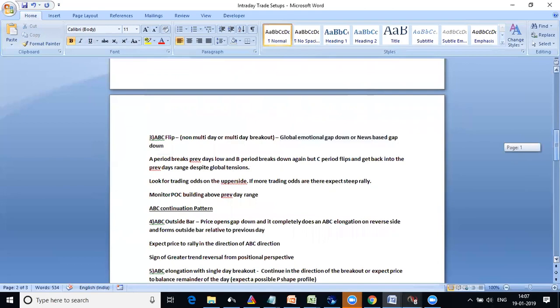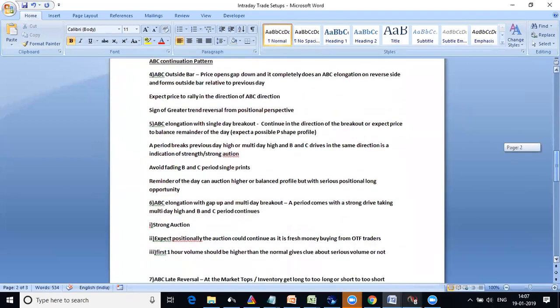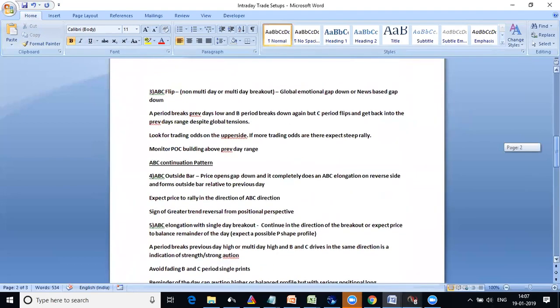And the next one is the ABC continuation pattern. We have 4 continuation patterns. Most of the continuation patterns provide intraday opportunities, along with positional trading opportunities. One such pattern is the ABC outside bar, where the price opens gap down and completely turns around. The price moved to the other side. Initially it breaks the day low, and then later it goes and breaks the day high.